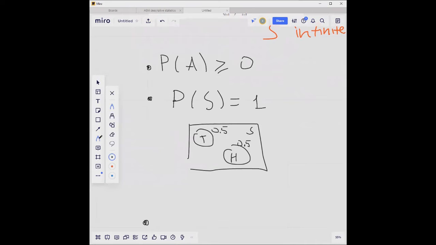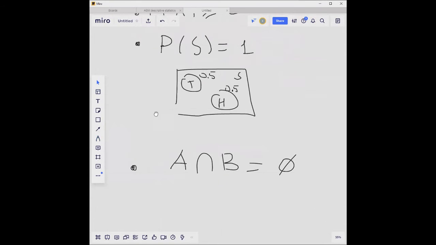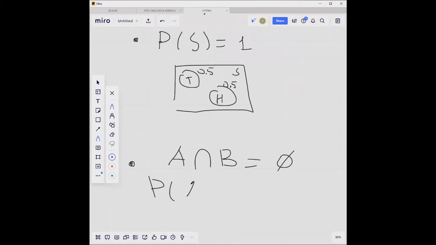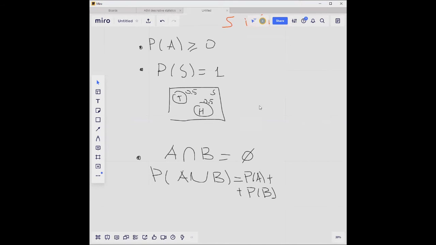Now, axiom number 3: if we have 2 mutually exclusive events, and we know that 2 events are mutually exclusive if their intersection is an empty set, then the probability of the union of those 2 is equal to the sum of their individual probabilities.